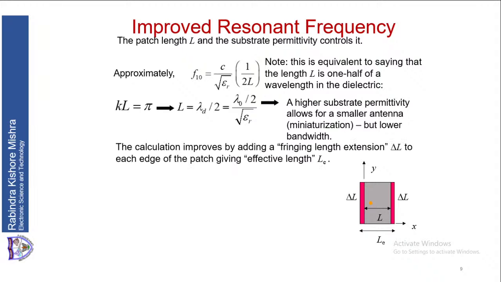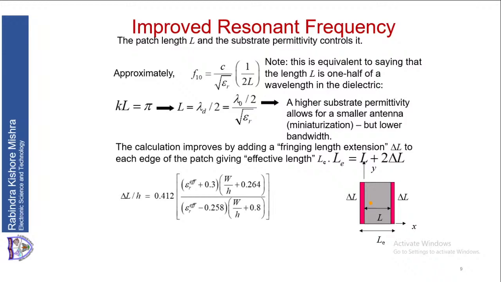Now we have discussed this extension of the length because of the fringing field. Let us say on both the sides, the length extends by an amount delta L, for which we will see the exact expression later. If we take that into account, then the calculation for resonant frequency will be improved by including the fringing length extension delta L at each edge. So on each edge it is extending by delta L. So the total length will now be the effective length, LE, where E stands for effective. That will be L, the physical length, plus 2 times delta L, because delta L is on each edge. So LE is equal to L plus 2 times delta L. That is the effective length.